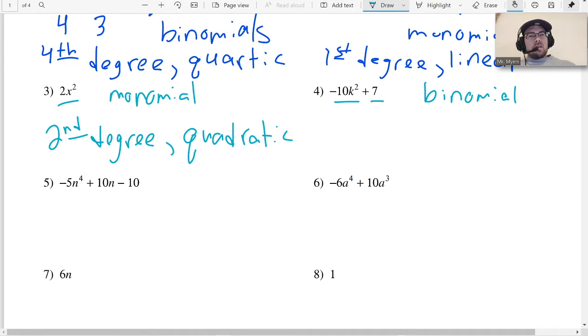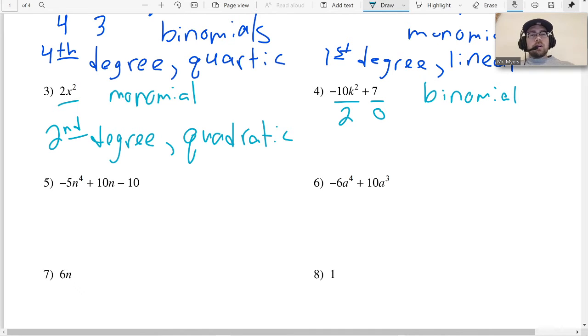And then we want to see, well, what's the power, right? Well, this is a power of 2. This is a power of 0, actually. It's just a 7, right? So it's not a power of 7. There's no k variable on the 7. There's no variable at all. That means there's 0 variables in there.